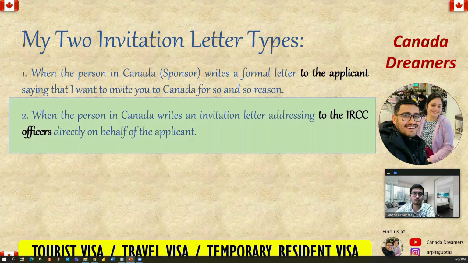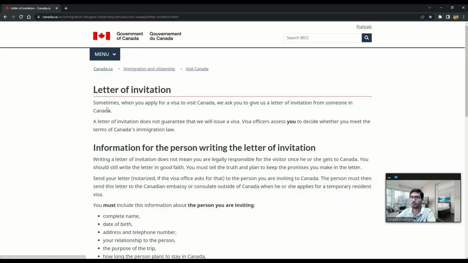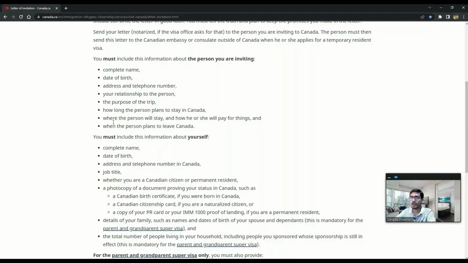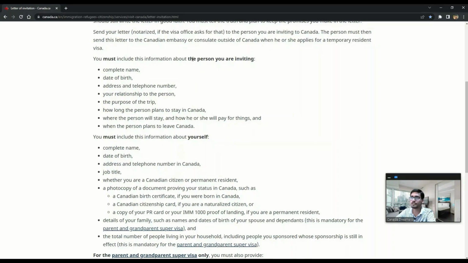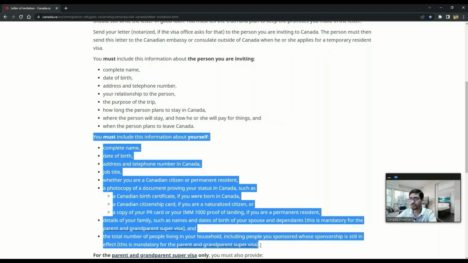But before that, let me show you the official IRCC website for the invitation letter. I will give this link in the description below. So it says that when you apply for a visa to visit Canada, we ask you to give us an invitation letter from someone in Canada. You can read all this information from this website, and what you need to see is this paragraph. So it says that you must include all this information. This is about the person you are inviting to Canada. You must include their name, date of birth, their address, the relationship to the person, the purpose of the trip, how long the person is going to stay in Canada, where they will stay, and when they are planning to leave Canada. And this information is about the person who wants to invite someone into Canada.